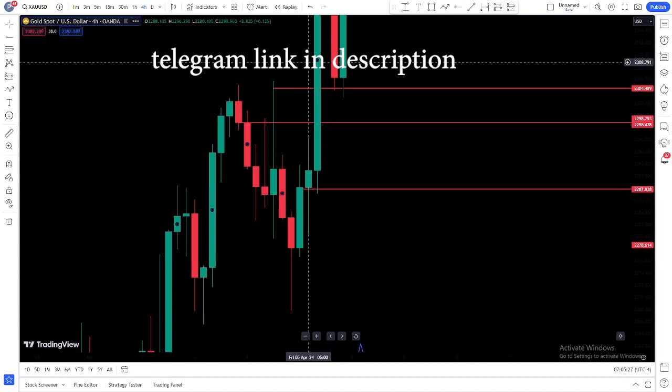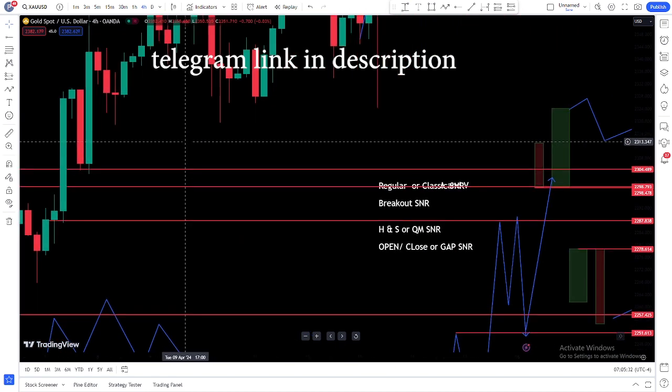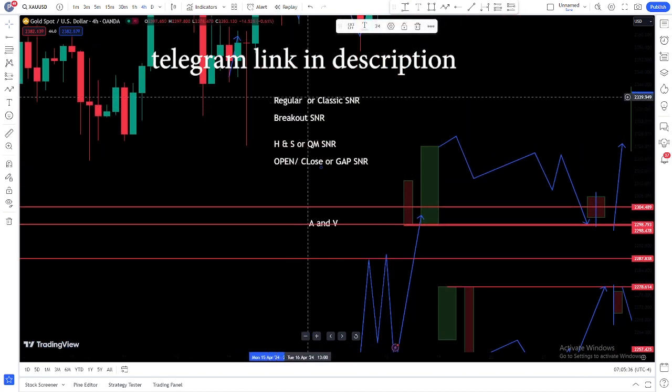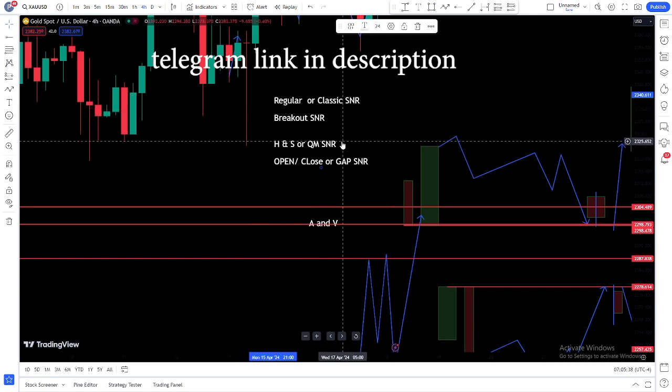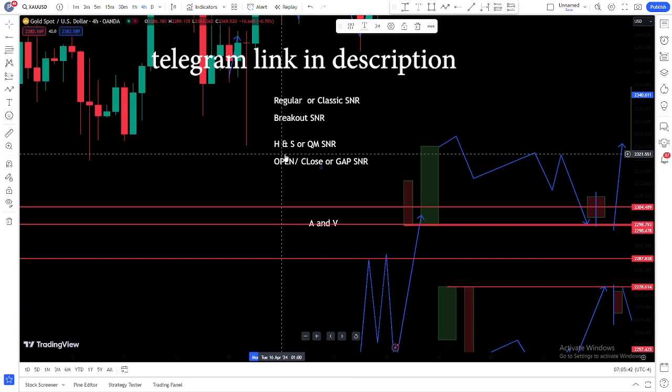So this is the very basic of SNR, all four types of SNR. What I said here, we covered the classic one, we covered the breakout one, the head and shoulder one, and the open and close one. So next, maybe we are going to cover the fresh, unfresh, reject, and retracement. Thank you so much.